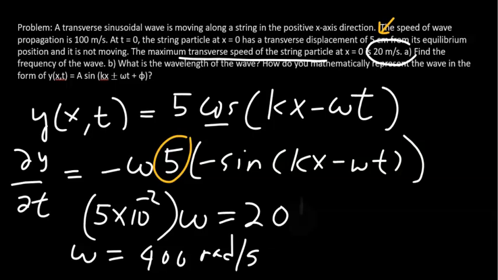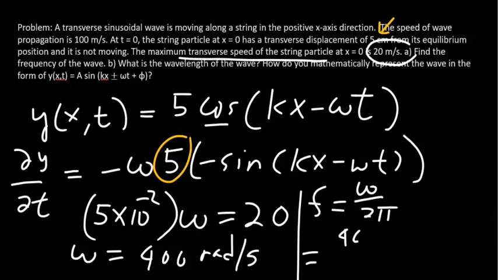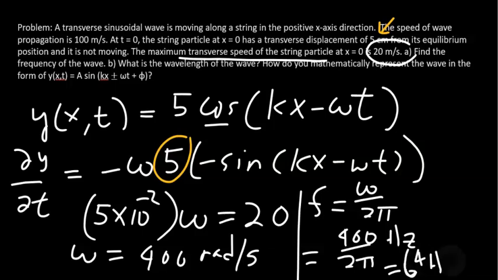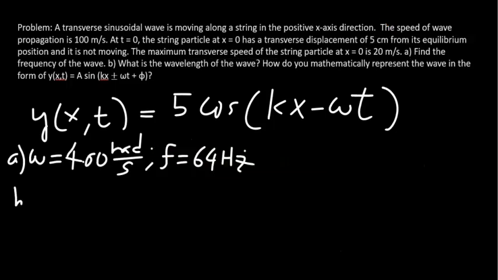If we are interested in the frequency in the units of hertz, that's going to be omega over 2 pi. So that means 400 over 2 pi in the unit of hertz is the frequency that we seek. And the answer is about 64 hertz. So that's the answer for part A. Let's look at part B.